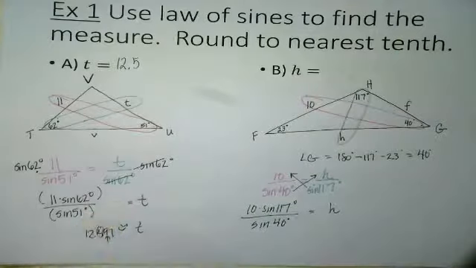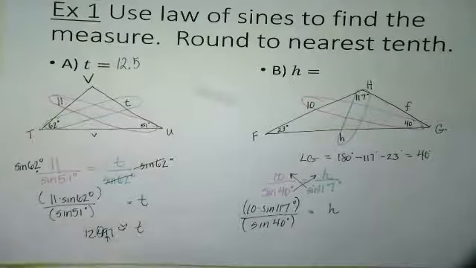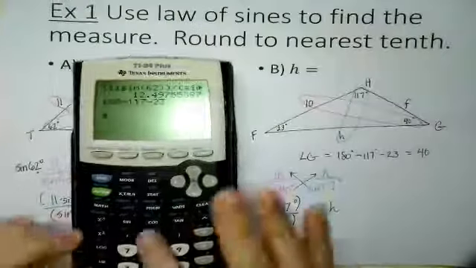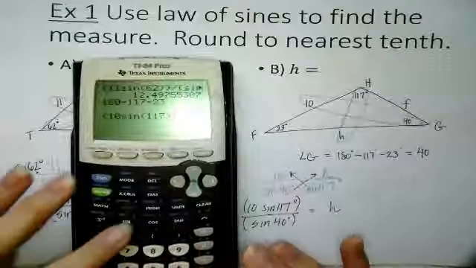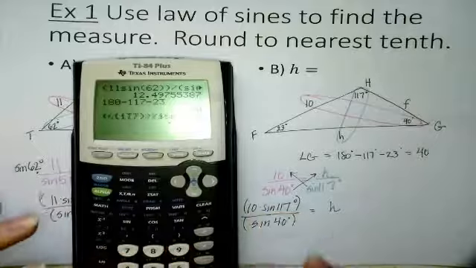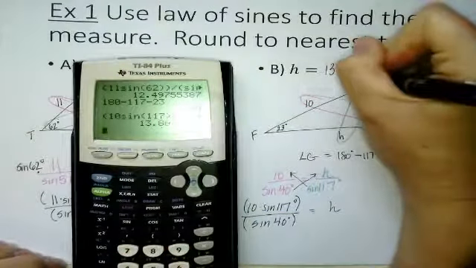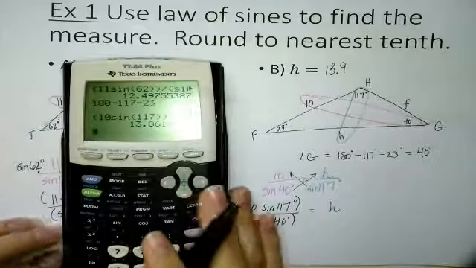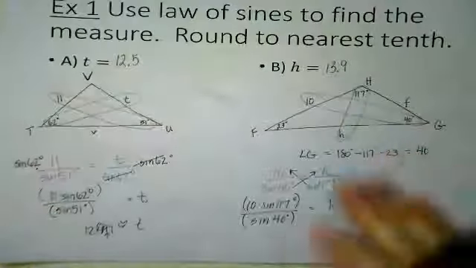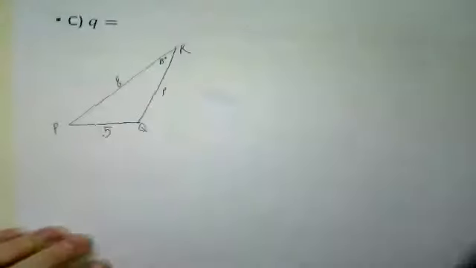So again, I'm going to plug that into my calculator very, very carefully, and I am in degree mode. 10 times the sine of 117 divided by the sine of 40 degrees. And I get 13.9. I'm going to round that 13.86 up to 13.9. So that's law of sines. One more.